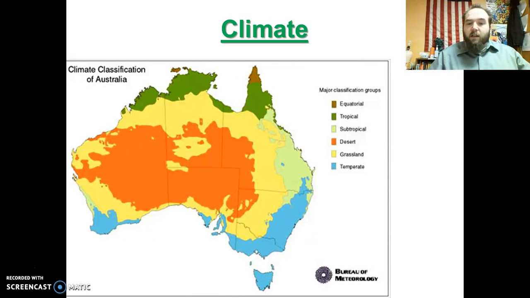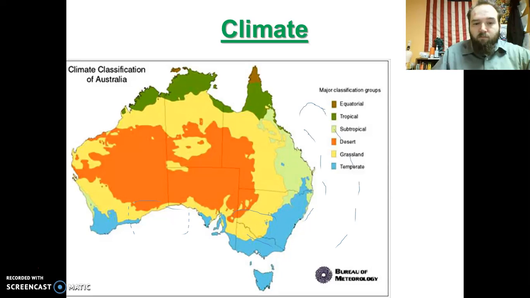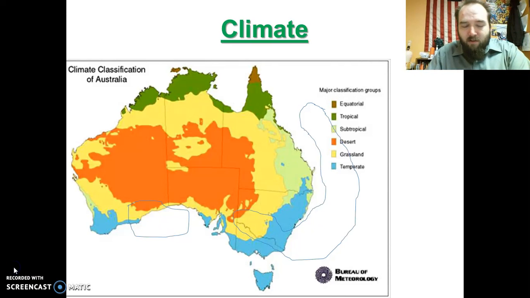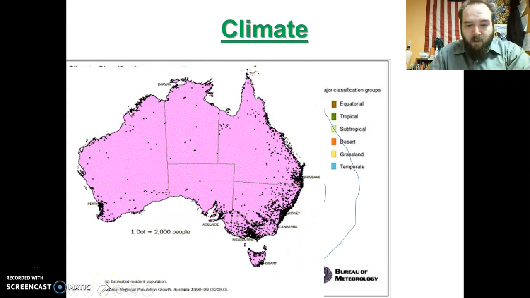You've got your grassland, which is the very light tan. The blue area here is called temperate. That's land that's not too hot, not too cold. It's usually the better land to live in for what we're used to. Sorry, my circles got a little off here. Most of the people in Australia tend to live along the coast areas here in the blue area, the temperate, and then the subtropical parts. In fact, this map shows each dot is 2,000 people, so it shows you where the people are.